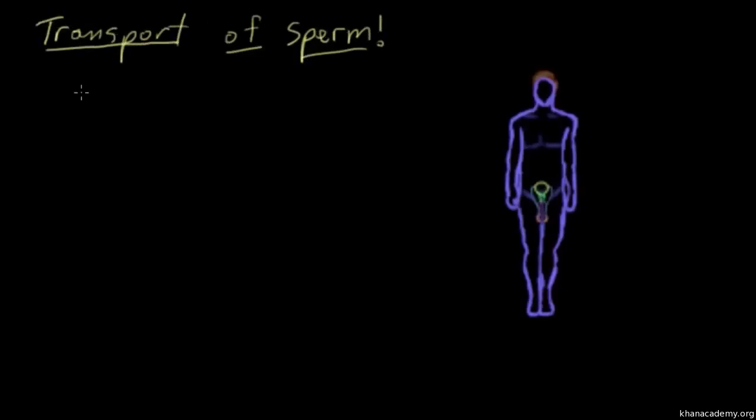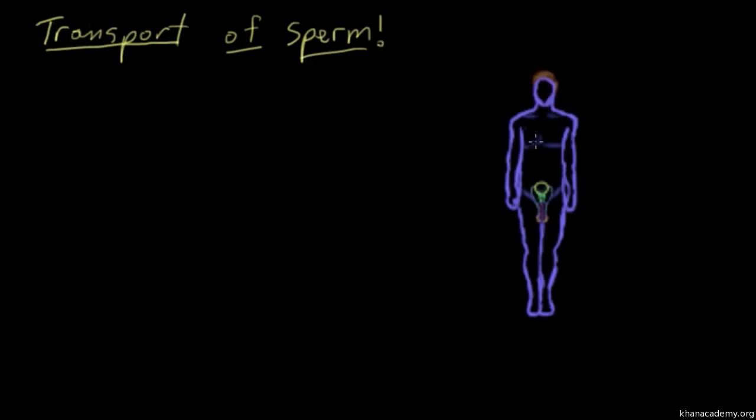So we're going to talk about the transport of sperm. And I just mean how it gets transported out of the male reproductive tract and into the female reproductive tract, where it can hopefully fertilize an egg and result in a pregnancy. And so to do this, we're going to first look at a sagittal view of the male reproductive system.